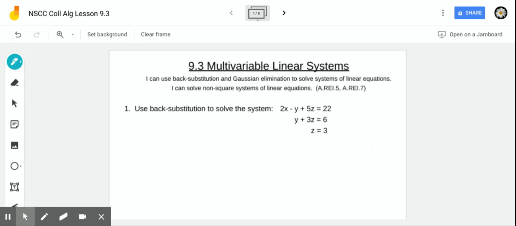In lesson 9.3, we are going to talk about multivariable linear systems, which means we're going to move past just having x and y, and we're going to get a third variable. We're going to use z. Now, you can do more variables than this.